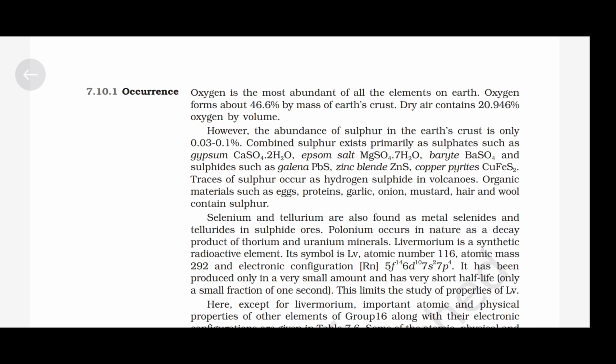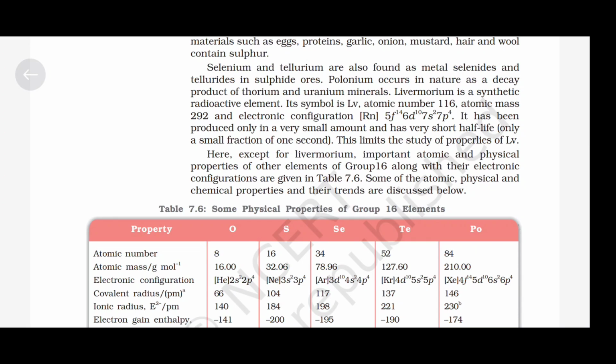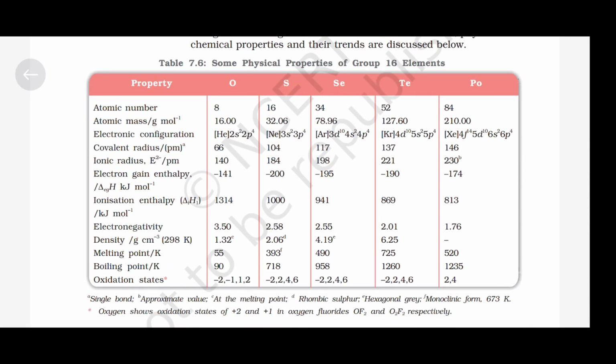Here, except for livermorium, important atomic and physical properties of other elements of group 16 along with their electronic configuration are given in table 7.6. Some of the atomic, physical, and chemical properties and their trends are discussed below. So, here you can see properties like atomic number, mass number, electronic configuration, covalent radius, say Te, Po is given, so you can go through it.